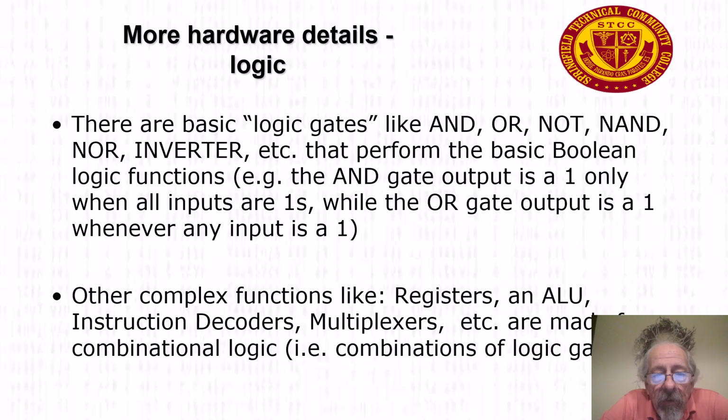More hardware details of logic. There are basic logic gates like AND, OR, NOT, NAND, NOR, inverter, etc., that perform the basic Boolean logic functions. For example, the AND gate output is a 1 only when all inputs are 1, while the OR gate output is a 1 whenever any input is a 1. Other complex functions like registers, an ALU, instruction decoders, multiplexers, etc., are made from combinational logic, that is, combinations of logic gates.